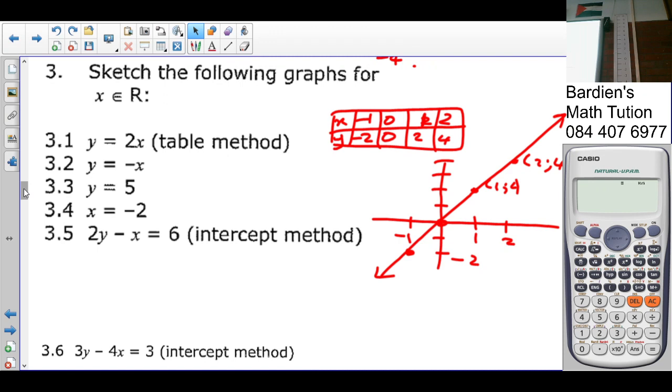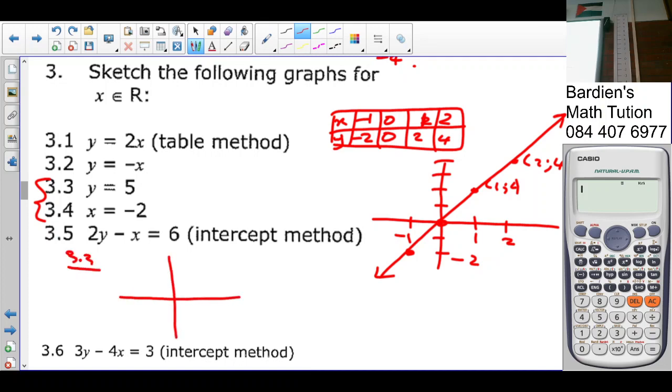Okay, 3.3, this here, and I draw in 3.3, you have y is equal to 5. So this is your y-intercept here, and that would be that graph going through. y is equal to 5. This line will be parallel to your x-axis. Can you see that?